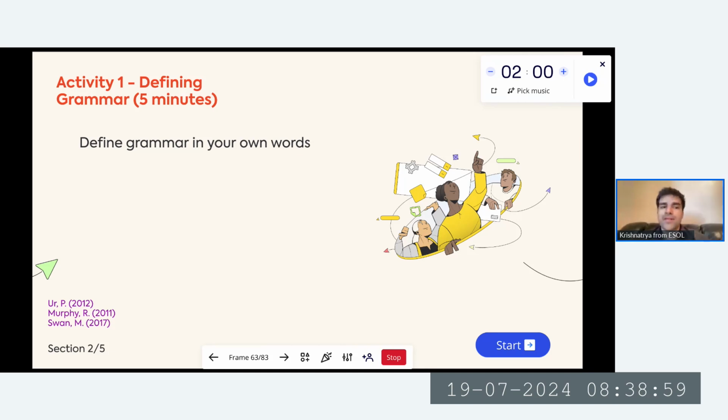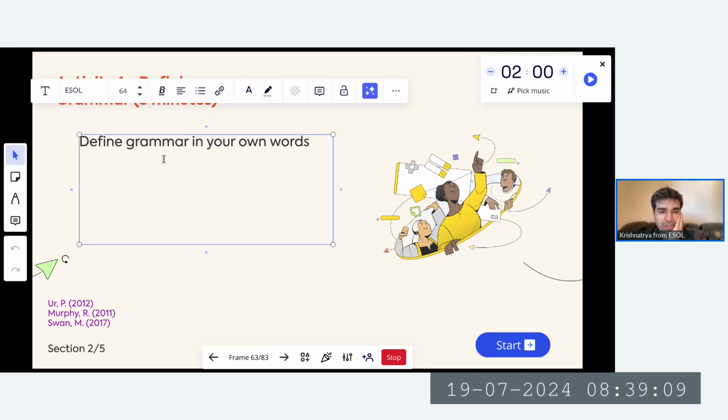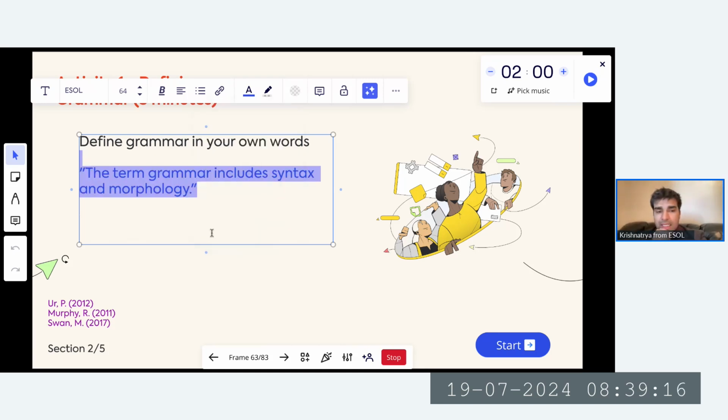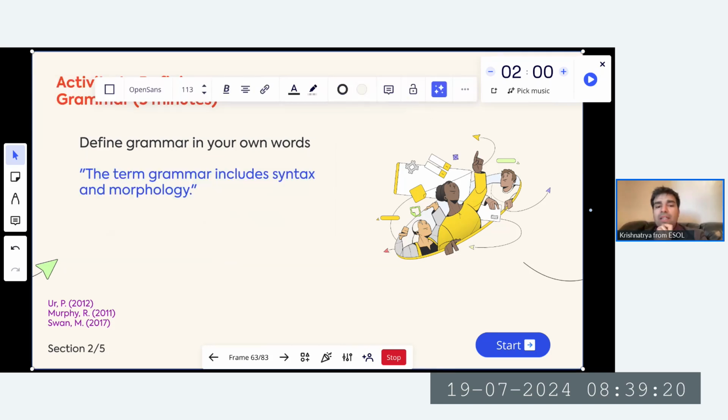I think everybody is right. There was a research that was conducted recently, and they said this is the definition of grammar. It's a little bit technical, but it does not mean what we said was not right. It says, the term grammar includes syntax and morphology.